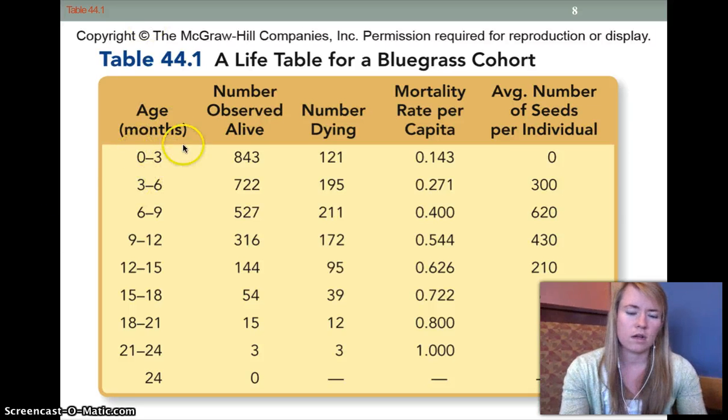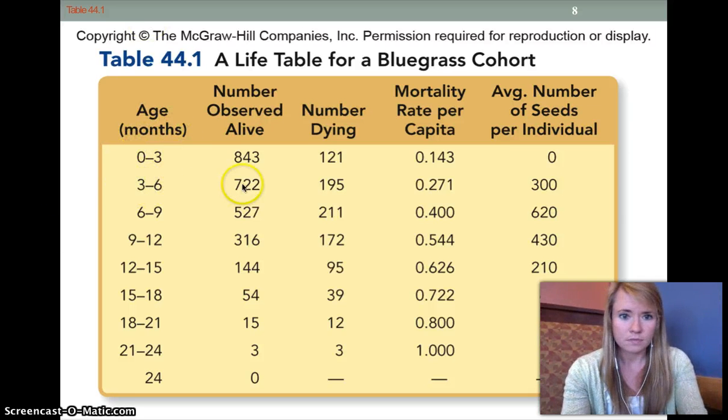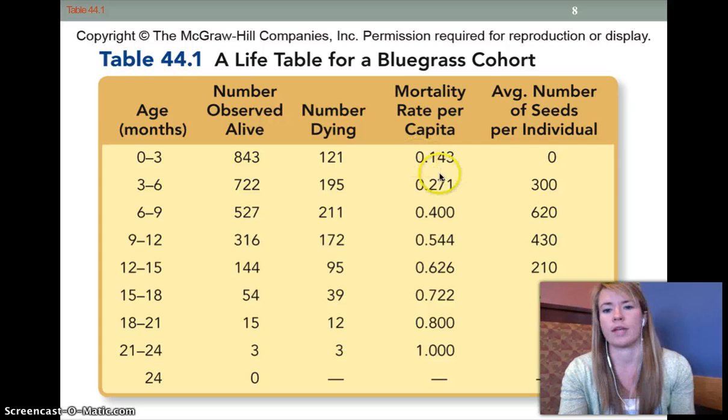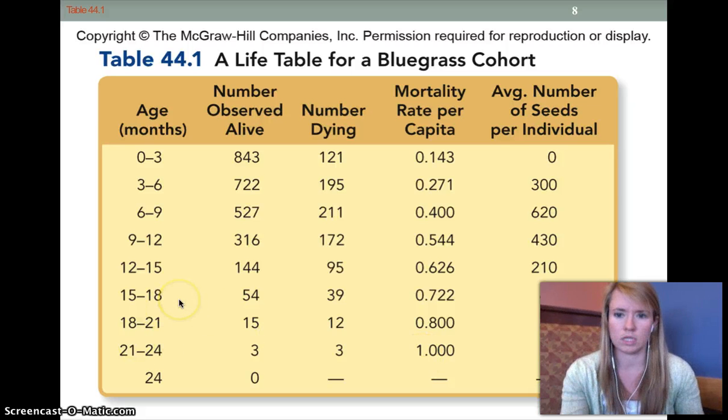So cohort of age 0 to 3 months, there's 840 that were observed alive, 121 that died, and so the mortality rate per capita was 0.143. So they all die by the time they get to 24 months. So these are the different cohorts that they chose to look at.